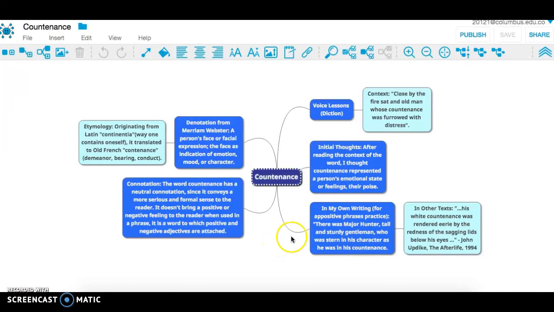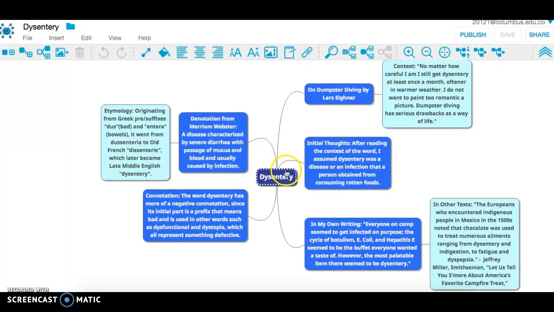So in my own writing, I applied it to the appositive phrases practice. The sentence, there was Major Hunter, tall and sturdy gentleman who was as stern in his character as he was in his countenance. So to further understand the definition of countenance, I researched other texts where it's used, and this is the sentence, so it helped me understand that it's not a person's emotional state, but their facial expression.